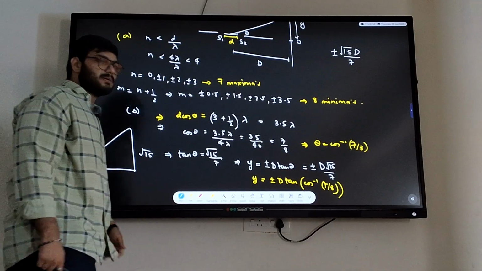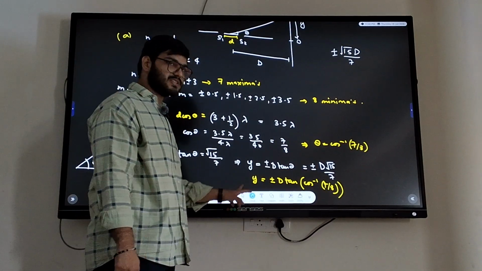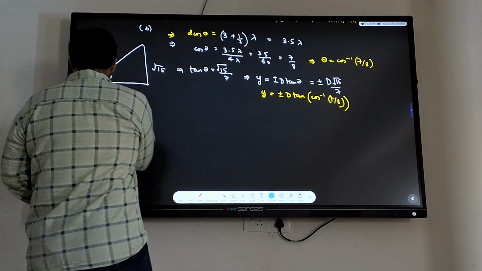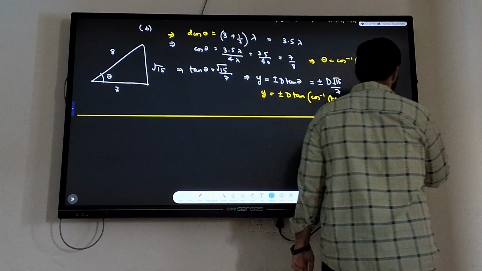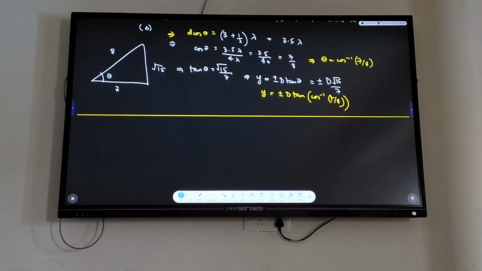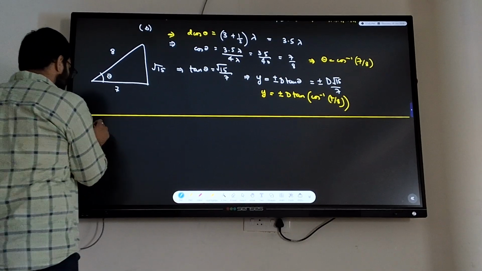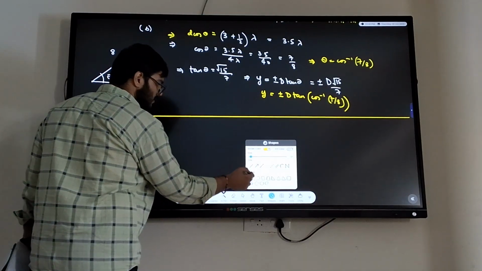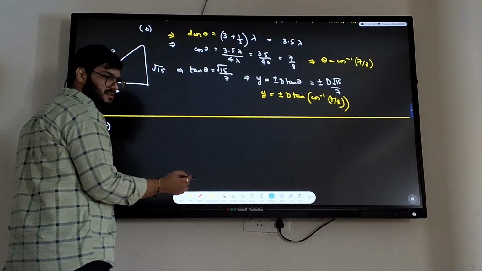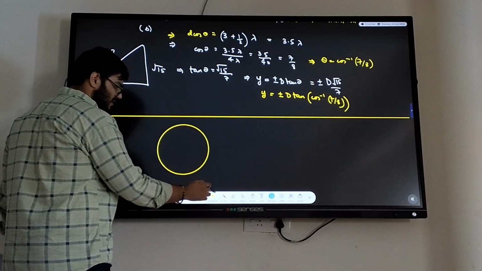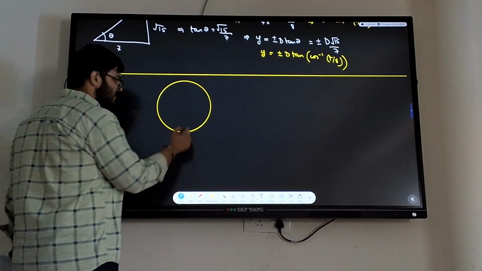Let me draw the diagram of this seventh question na. I think sixth are done. So question number 7. This is very interesting. Now we have a question like this. We have been having plain surfaces for the screen. Now I have a circular surface.